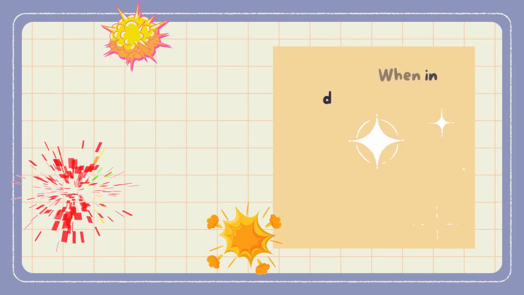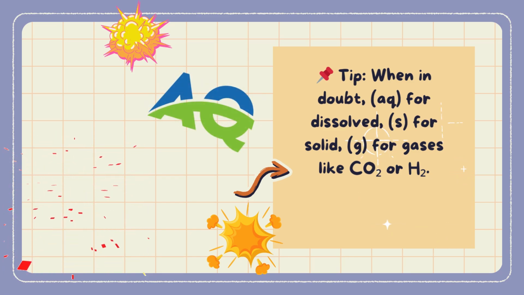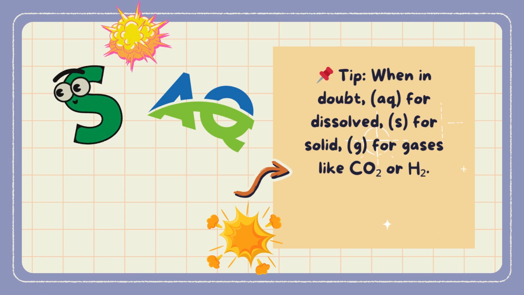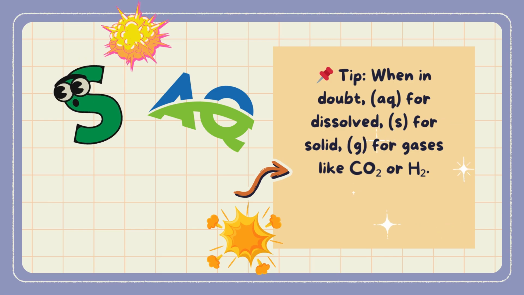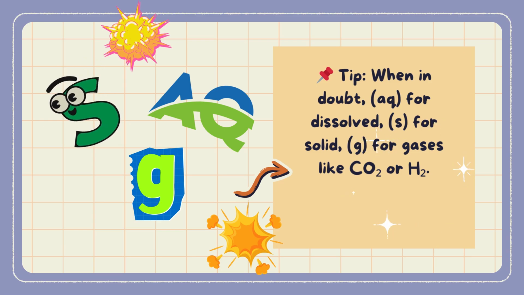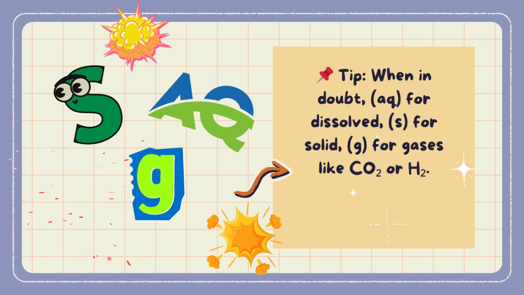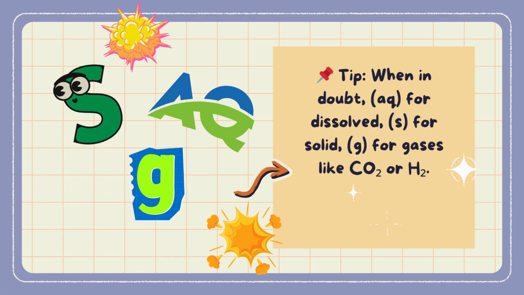So the tip is, when in doubt, you should know that for any dissolved substance, for any aqueous solution, you use AQ. For any solid, you use S, like all the metals are solid. Ionic compounds mostly are solids, unless they're dissolved in water. For gases, we use G, like carbon dioxide, hydrogen, carbon monoxide, nitrogen gas, oxygen gas. So for these gases, we use G. So always remember to write the state symbols with your symbol equation or ionic equation.